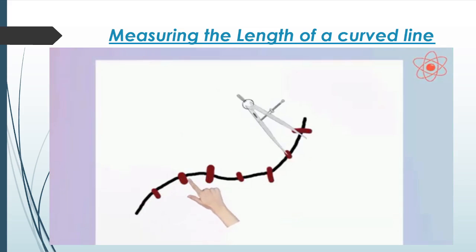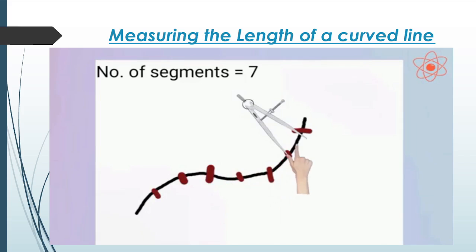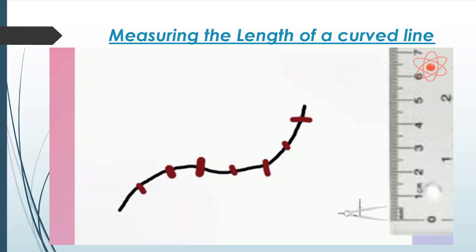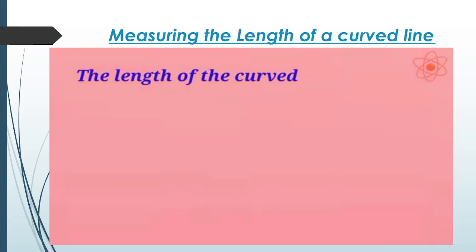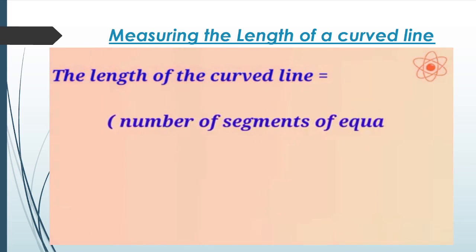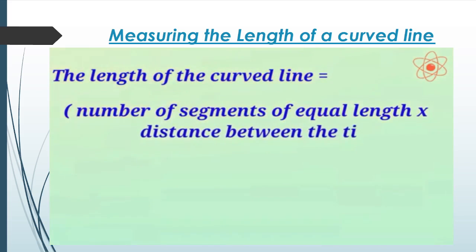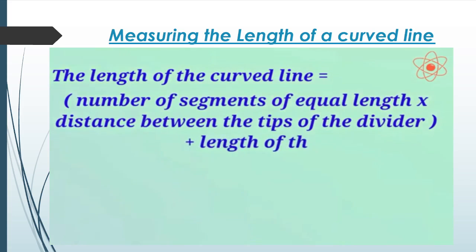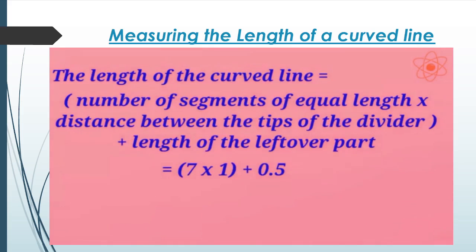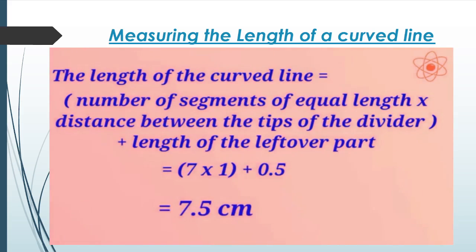Count the number of segments. If some part of the curved line is left over because it is less than the distance between the tips of the divider, measure it separately. Now let us calculate. The formula for the length of the curved line is equal to the number of segments of equal length times the distance between the tips of the divider, plus the length of the leftover part. That is equal to 7 times 1 plus 0.5, which is equal to 7.5 centimeters.